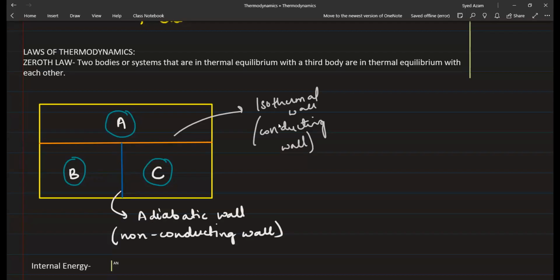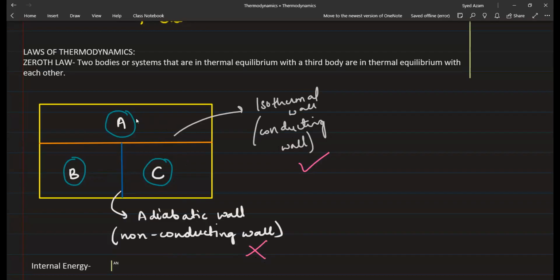You have the adiabatic and isothermal component. Adiabatic means non-conducting. This won't allow the heat to be exchanged. This allows the heat to be exchanged. Isothermal wall means conducting wall. This allows the heat to go. Adiabatic doesn't allow. So suppose I say this is a conducting wall.